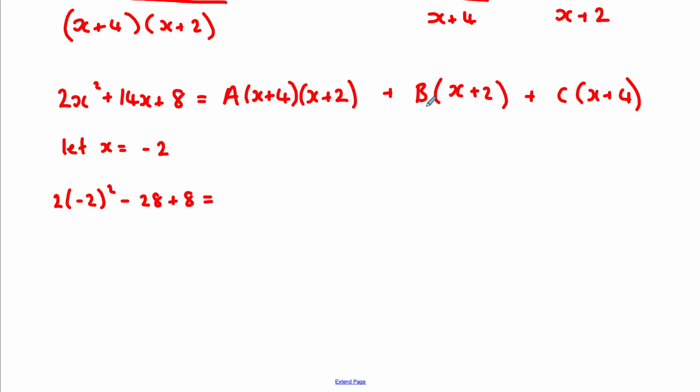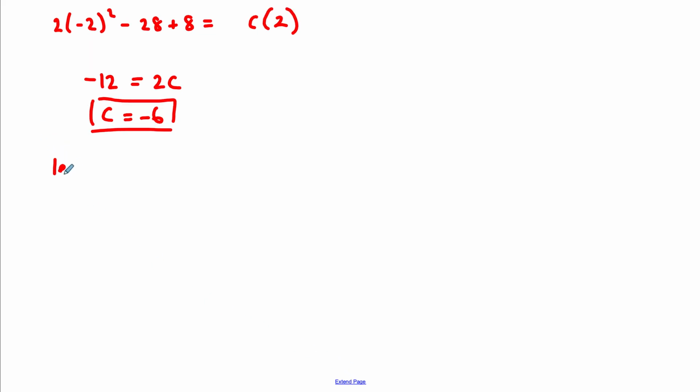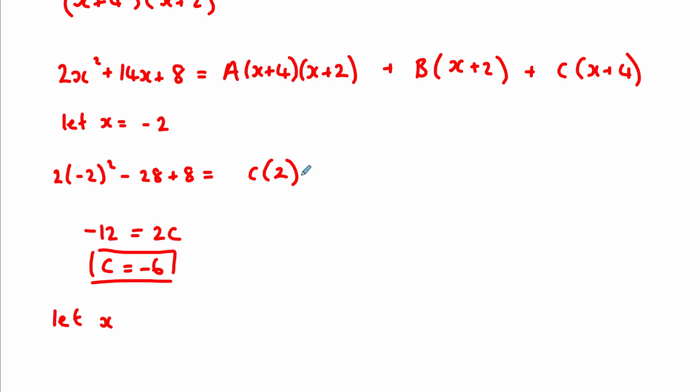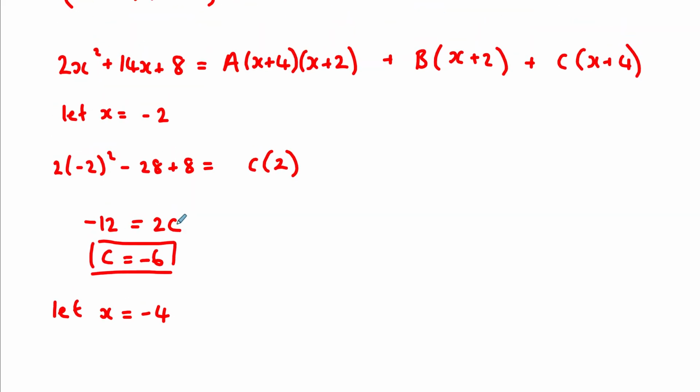That's going to make a disappear and b disappear, and it's going to let us work out c. This is going to be -12, I think. Let's do that properly. 4 2s are 8. 8 minus 28 is -20, plus 8 is -12, yeah. So c is -6. So there's job 1. Let's let x equal, is it minus? Yeah, let's let x equal -4 next.